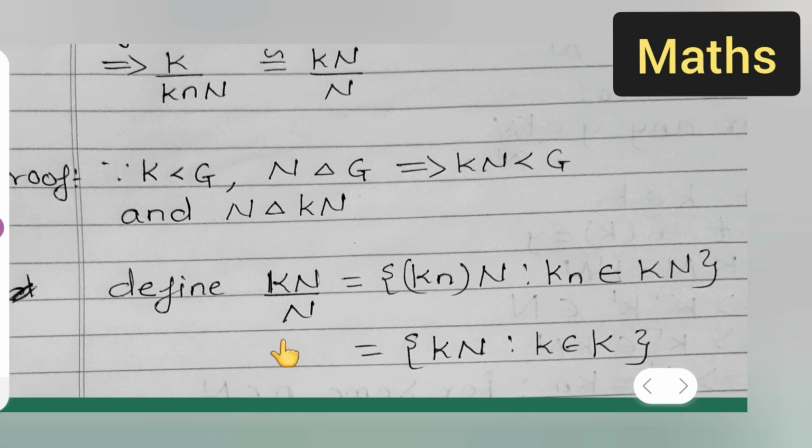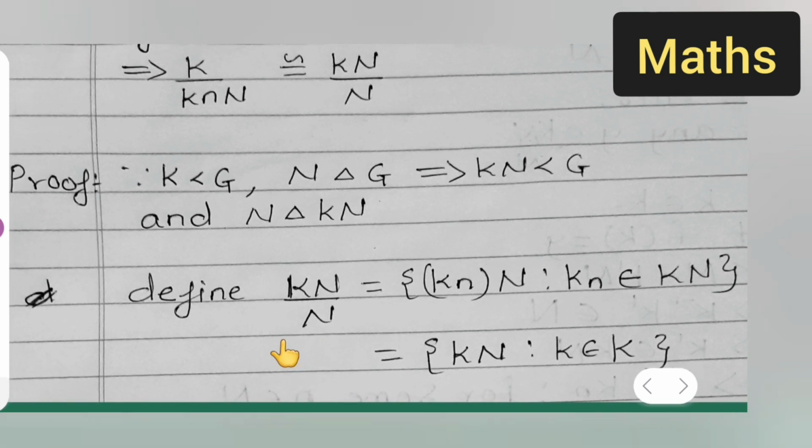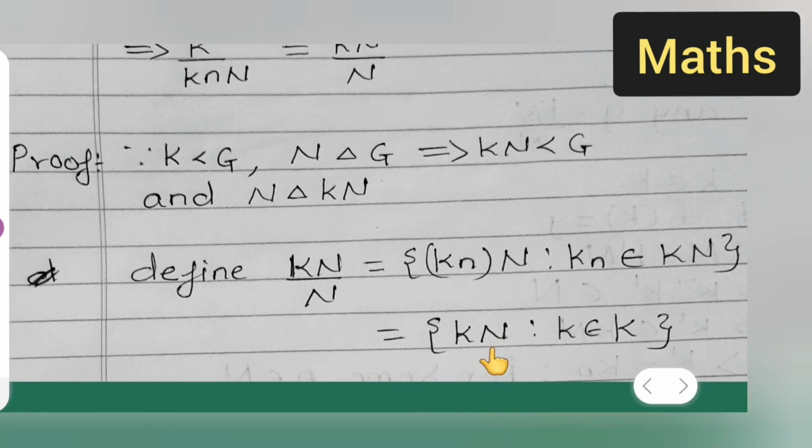So basically what we do is we take the left coset. We define KN upon N is equal to the set of small kn times N, where this small kn belongs to capital KN. Now this is equal to what? kN, where small k belongs to capital K.